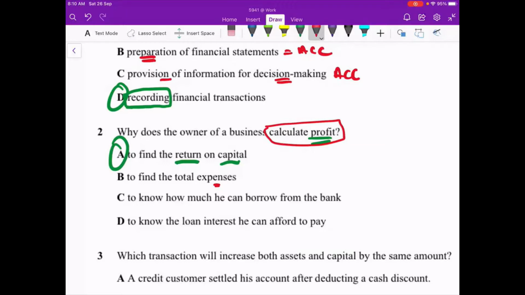To know how much he can borrow from the bank. To know how much money he can borrow, he's supposed to check the asset and liability, not the profit. To know the loan interest he can afford to pay. No, it's also not related to the profit. Yes, loan interest will reduce the profit, but the purpose of calculating profit is not to know how much interest we can pay. So the most appropriate answer for question number 2 is A.